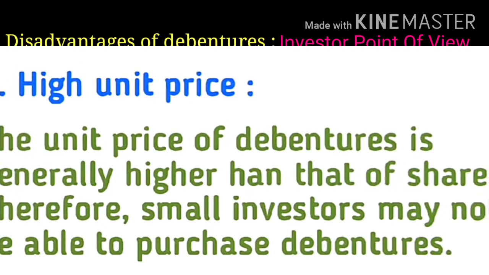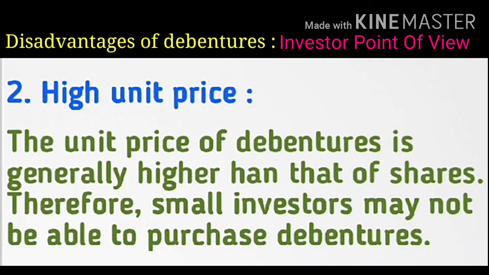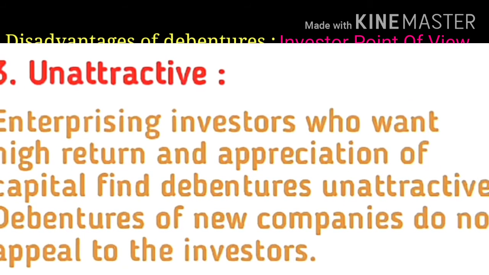Second, high unit price. The unit price of a debenture is generally higher than that of shares. Therefore, small investors may not be able to purchase debentures. So when there is no scope for small investors, high unit price is also one of the disadvantages from the investor point of view.